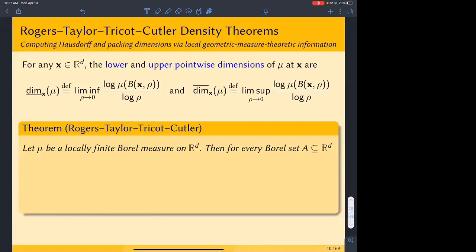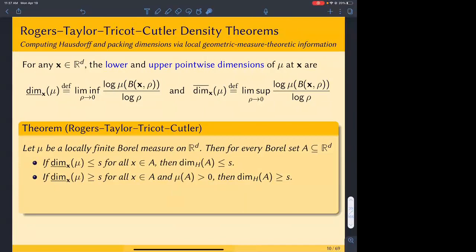Given such a measure mu, then for any Borel set A, if you can bound this lower pointwise dimension, you're really bounding the Hausdorff dimension. And if instead you can bound the upper pointwise dimension, then you're really bounding the packing dimension. And this is how you should really think of Hausdorff and packing dimensions. You should forget the definition, and you should just remember this theorem.